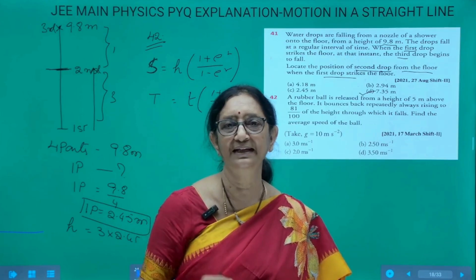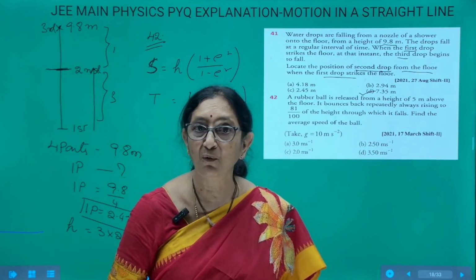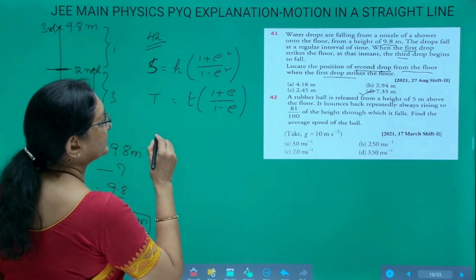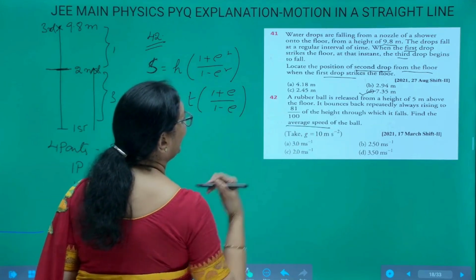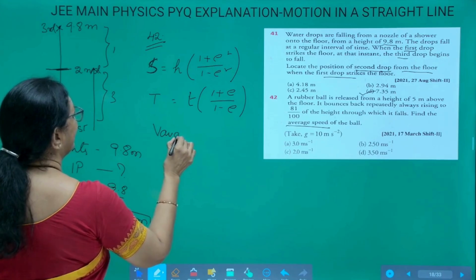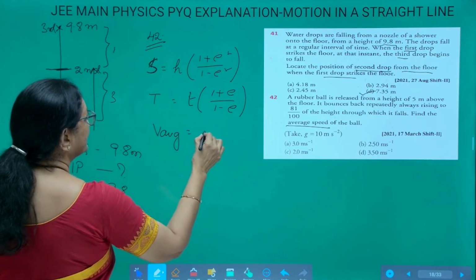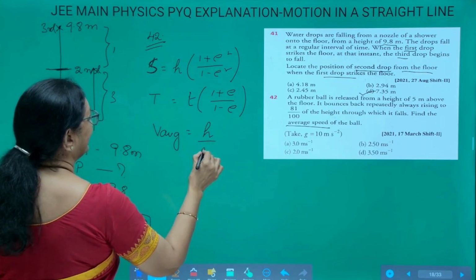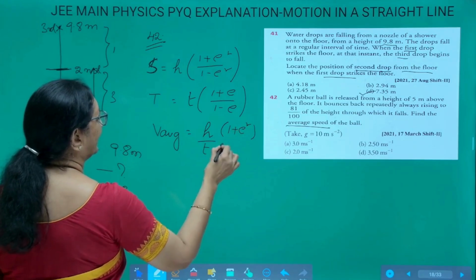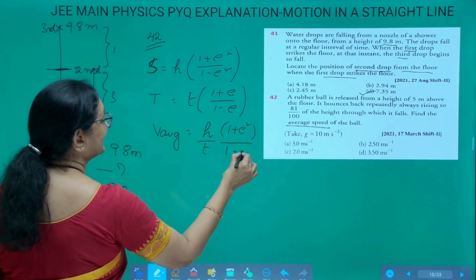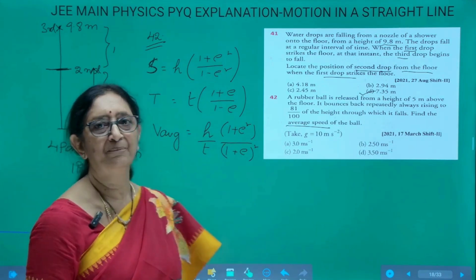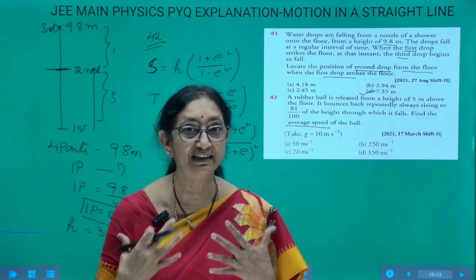Total time taken is T into (1+E)/(1−E). You are supposed to find the average speed of the ball. Average speed is total distance by total time. If you simplify that, you get h by T into (1+E²)/(1+E)². All these three formulae must be on your tips because we have learnt them in the synopsis.